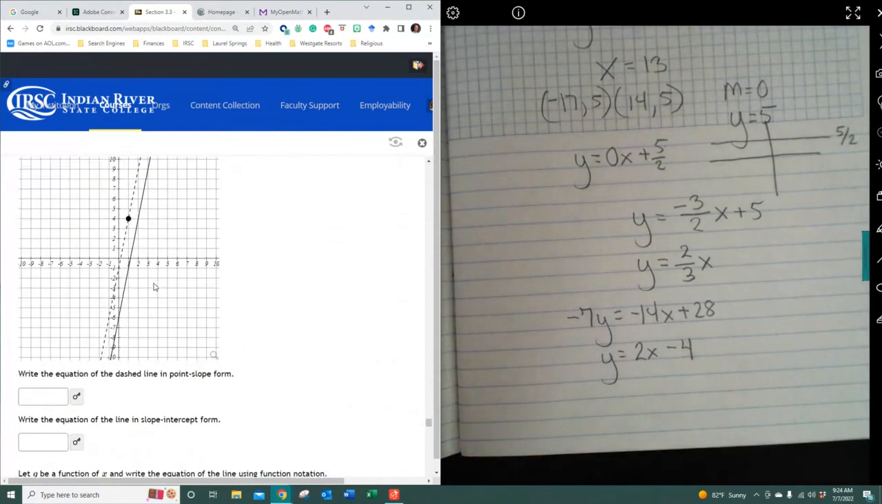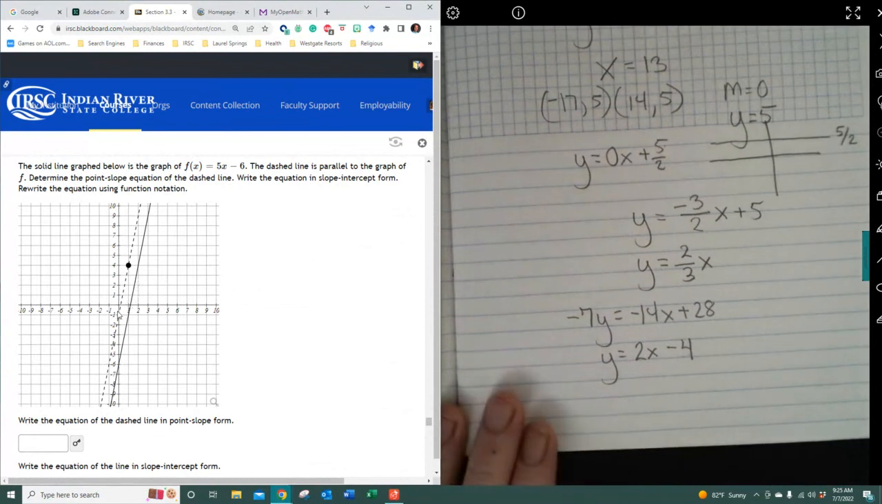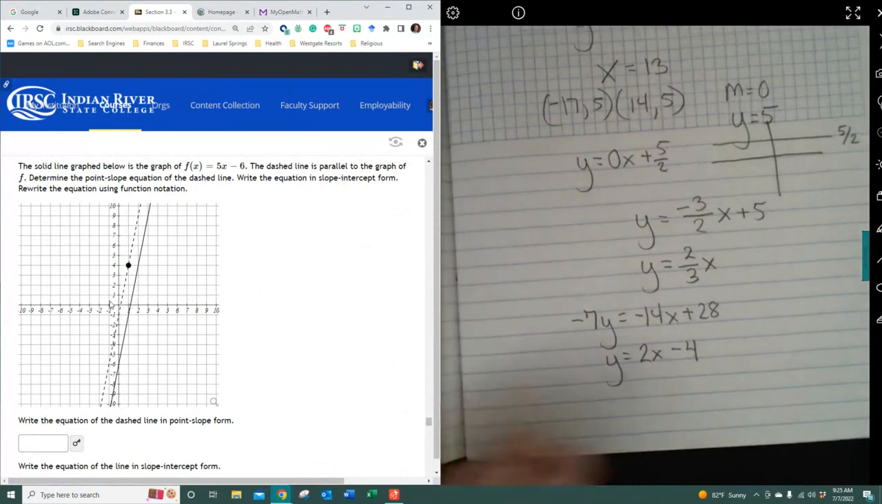Okay, so then we're looking at parallel and perpendicular lines now. The solid line graph below is such, the equation. The dashed line is parallel to the graph. So if it's parallel, it has the same identical slope. Write the equation. So now what we're doing is writing the equation of this.